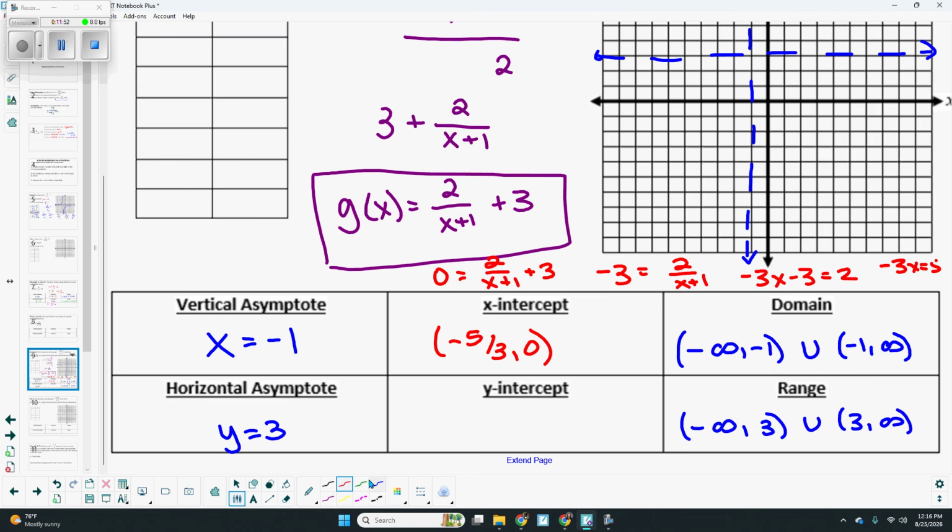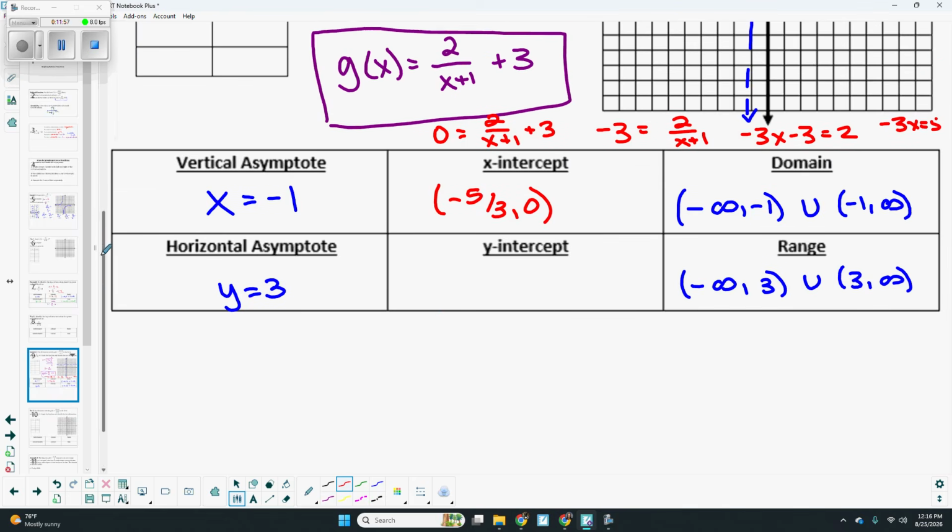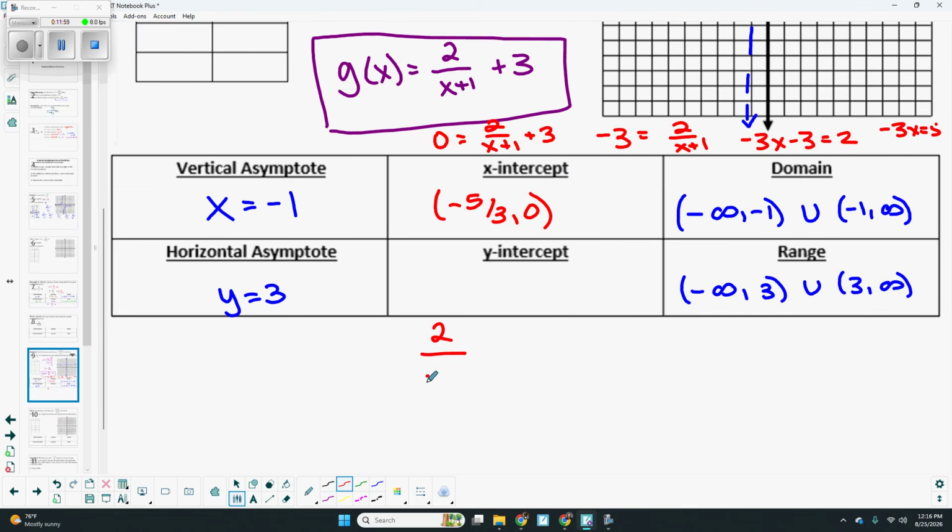For the y-intercept, I plug in 2 over 0 plus 1 plus 3. So 2 over 1 is 2, 2 plus 3 is 5. So we have 0, 5.